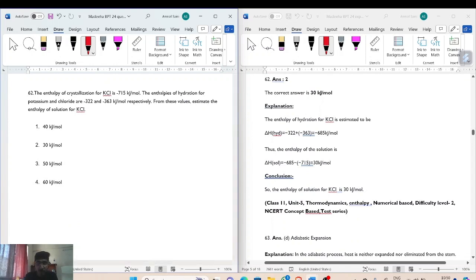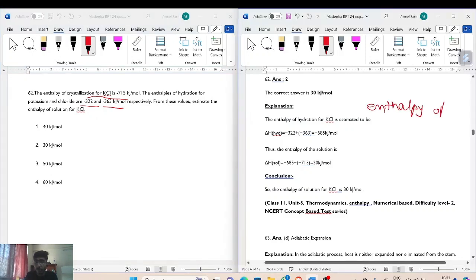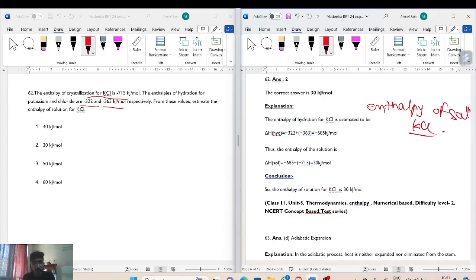Now question number 62. The enthalpy of crystallization for KCl is minus 715 kilojoule per mole. The enthalpy of hydration for potassium and chlorine are minus 322 and minus 363 kilojoule per mole respectively. From these values, calculate the enthalpy of solution for KCl. For this, first of all, we have to calculate the hydration enthalpy for KCl.